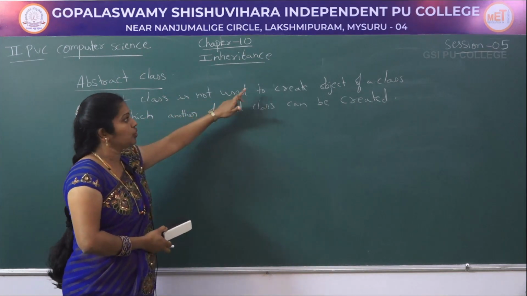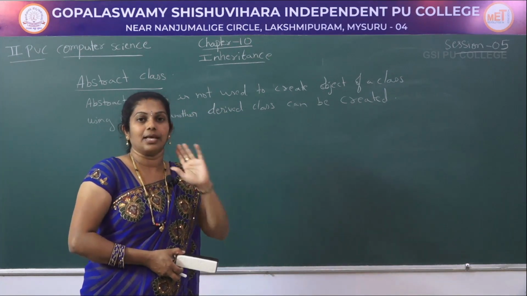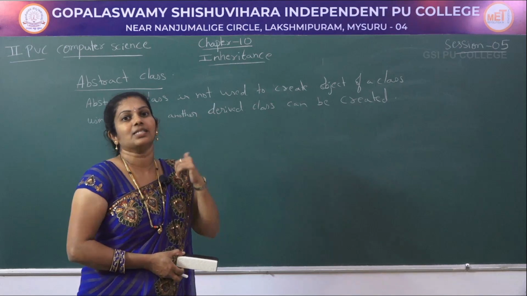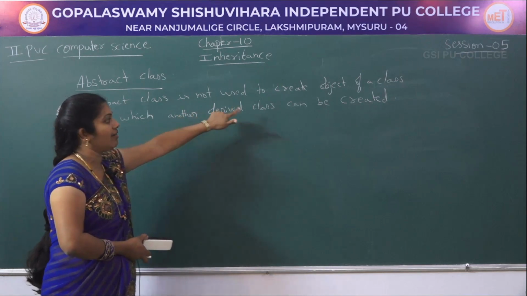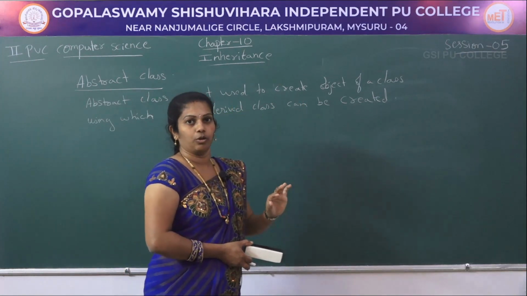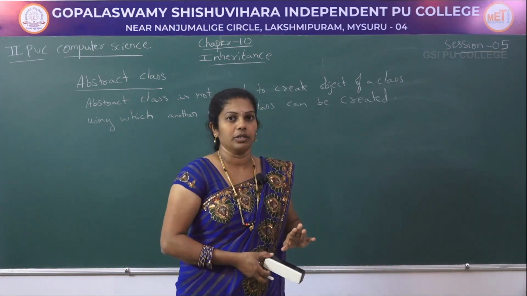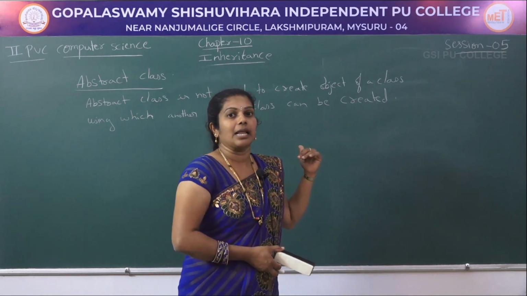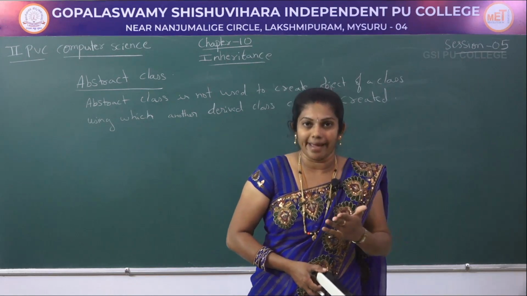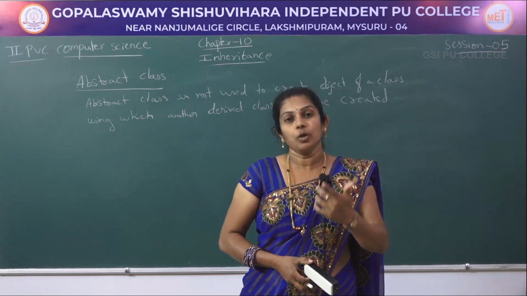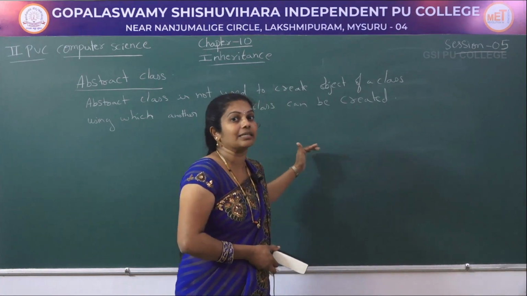Abstract class is not used to create an object of a class. That is, through this I do not create an object, but it acts as a base class. It acts as a base class for a new derived class using which another derived class can be created. Using this I can create a derived class, but I cannot create an object through it. It is nothing but an abstract class. Abstract class is a class, but it cannot be used to create an object of a class, but by using it I can create one more derived class. This is regarding abstract class.